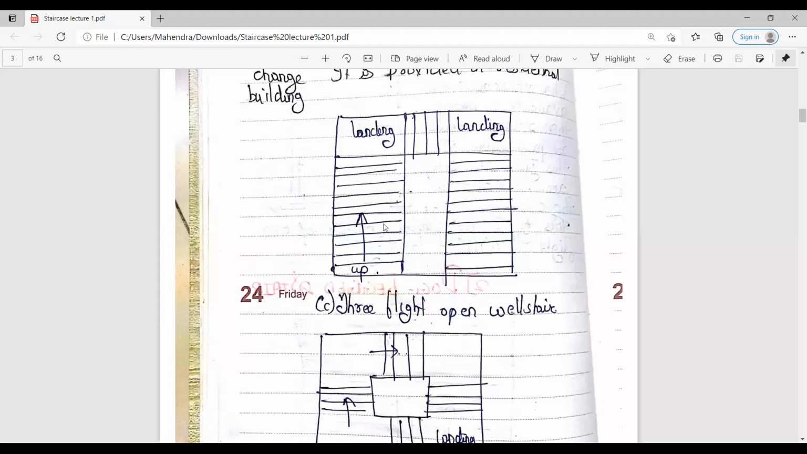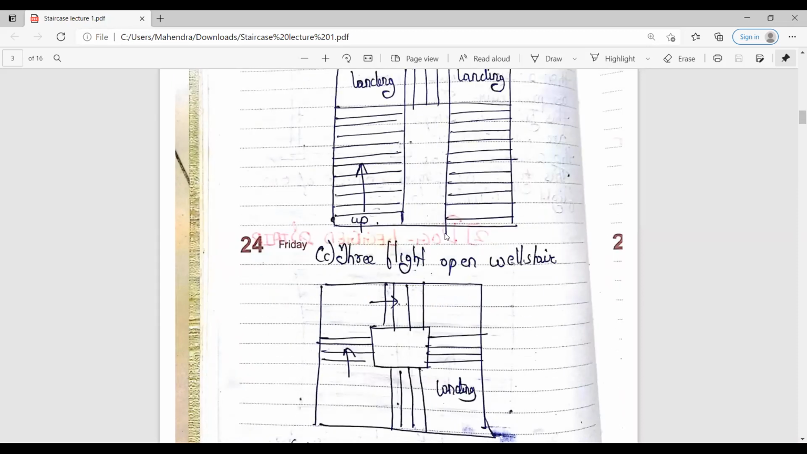Here there is one flight, this is one flight and this is one flight. And between the two, the rectangular space is being provided over here. And it is connected by the landing too. As you can see over here, here there is one landing and here there is another landing. And this one space is being provided over here for the ventilation purpose. But mostly these types of the stairs are preferred in the commercial and the public building.